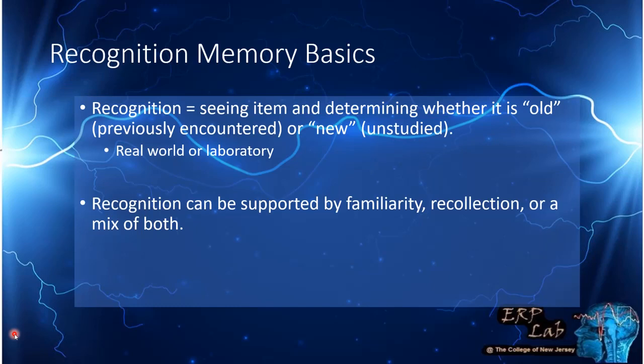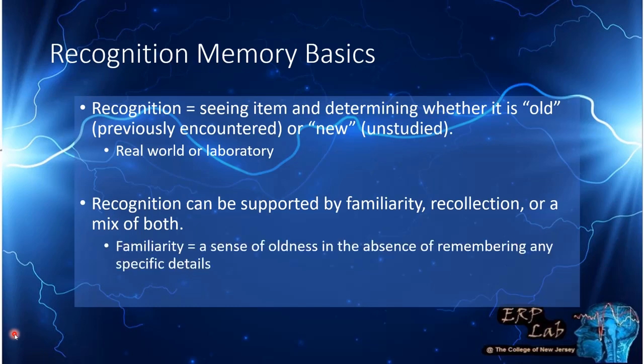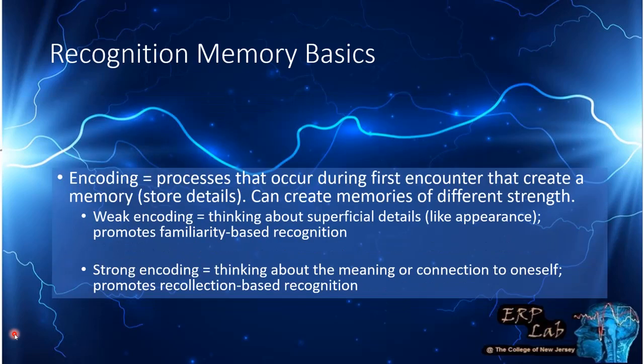Now, recognition can be supported by psychological concepts called familiarity, recollection, or a mix of both of those. Familiarity is a sense of oldness in the absence of remembering any specific details. And recollection is when you remember specific details of the original encounter. Like in the laboratory, we have people report on some of the contextual features that happened or that were associated with that item.